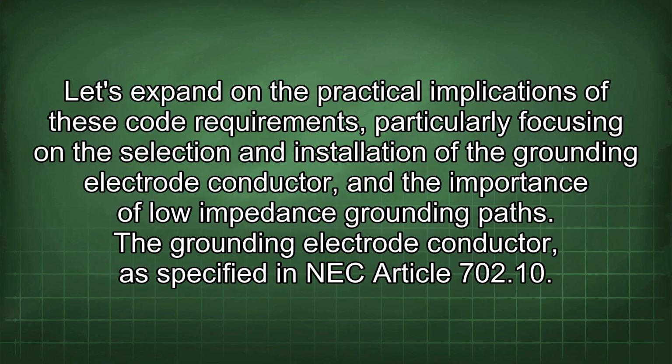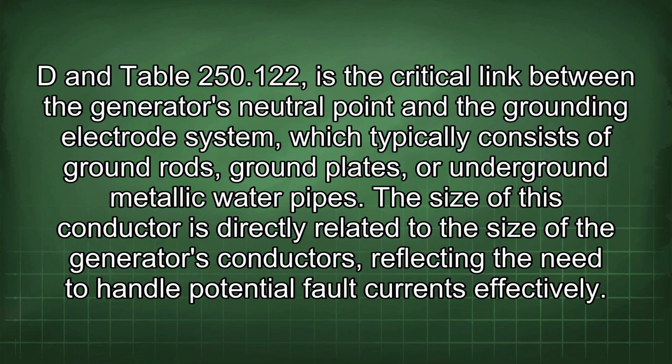Let's expand on the practical implications of these code requirements, particularly focusing on the selection and installation of the grounding electrode conductor and the importance of low-impedance grounding paths. The grounding electrode conductor, as specified in NEC Article 702.10 D and Table 250.122, is the critical link between the generator's neutral point and the grounding electrode system, which typically consists of ground rods, ground plates, or underground metallic water pipes.